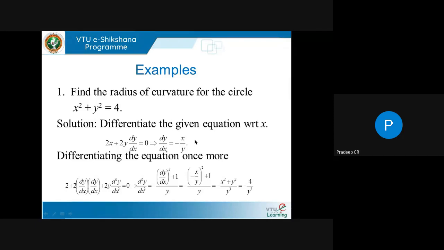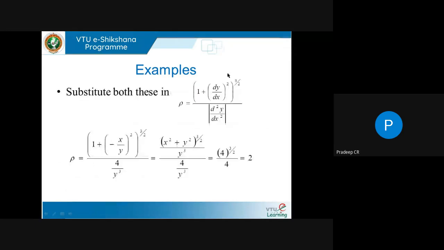Remember this, dy by dx is minus x by y. Plug these into this formula: rho is equal to (1 plus (dy by dx) whole square) whole to the power of 3 by 2, divided by mod d square y by dx square. This you have to remember. So dy by dx is minus x by y, and d square y by dx square is minus 4 by y cube. So I substitute both, in mod d square y by dx square.